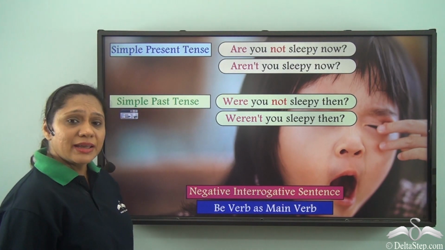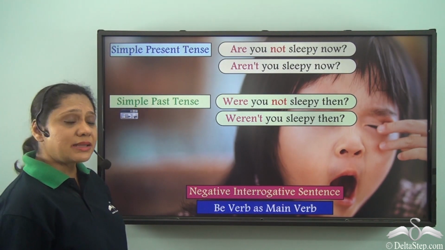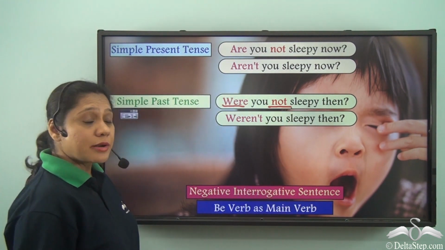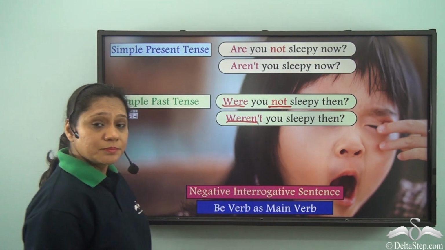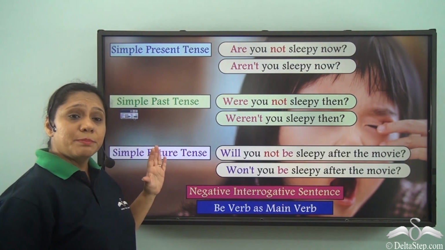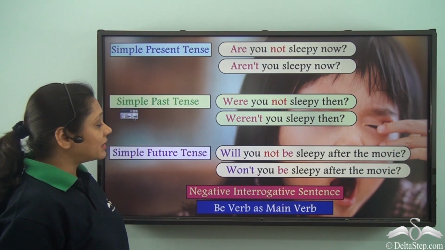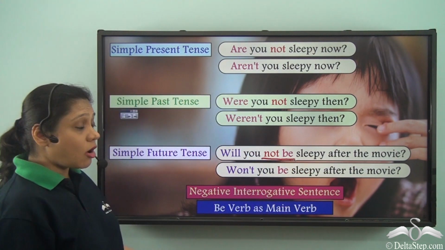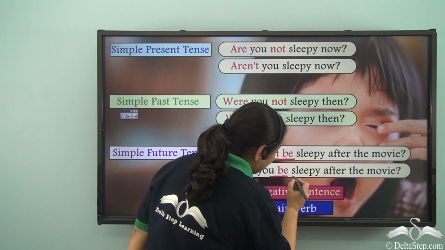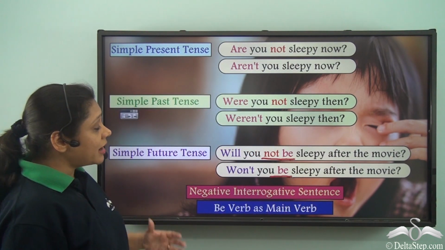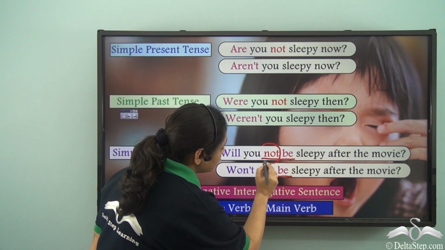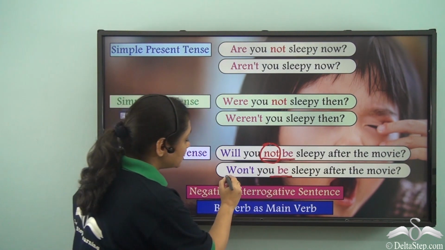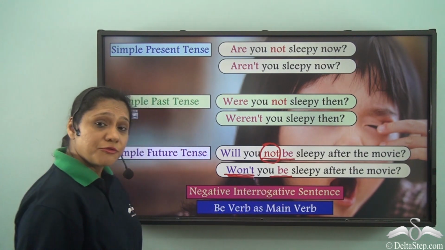So how will we write this sentence in the simple past tense? We will write were you not sleepy then or weren't you sleepy then? In the simple future tense, we will write it as will you not be sleepy after the movie or won't you be sleepy after the movie? So here we have included not before the be verb, and in the second case we have used the contracted form of will not.